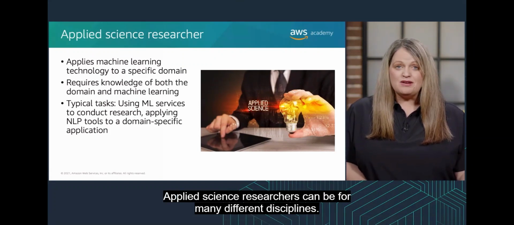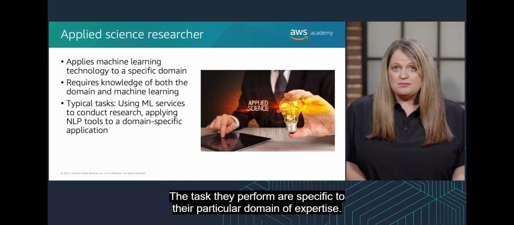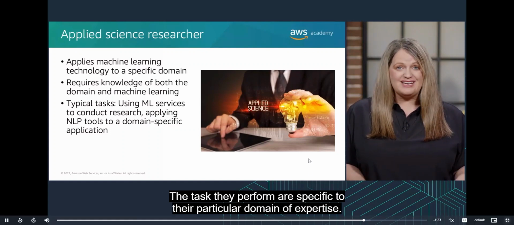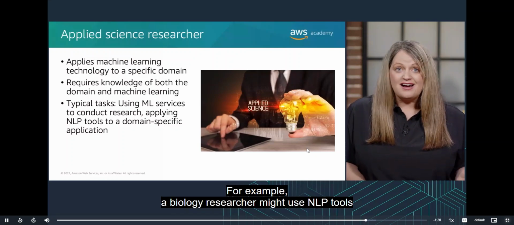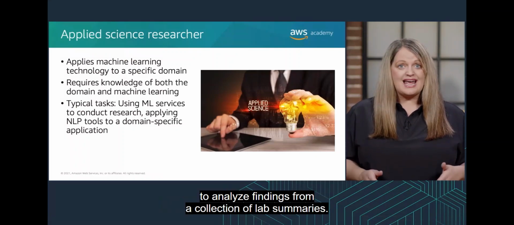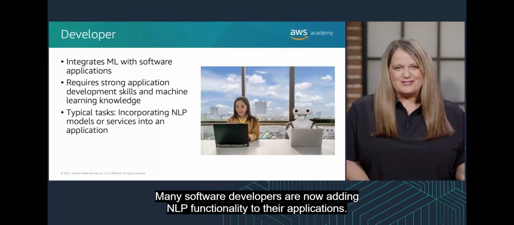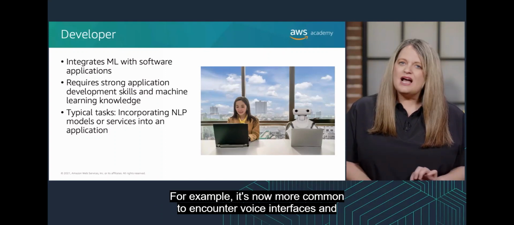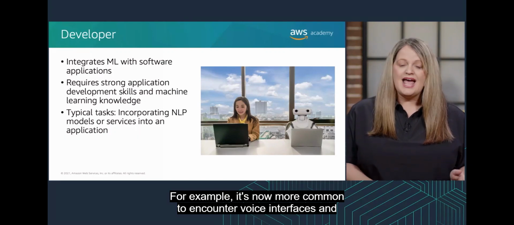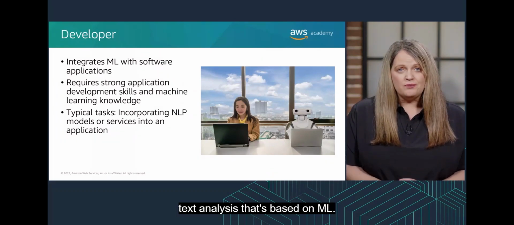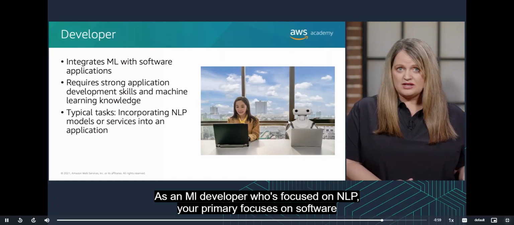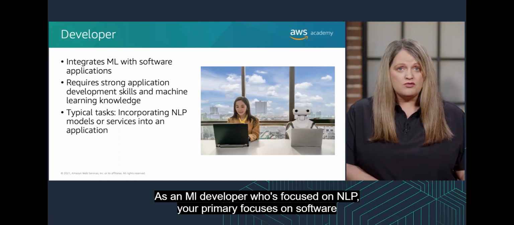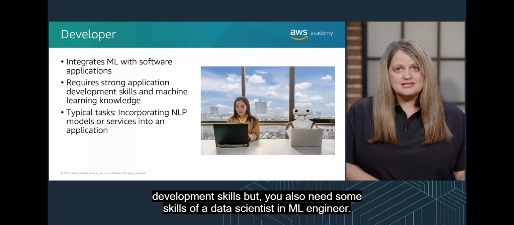Applied science researchers can be from many different disciplines. The tasks they perform are specific to their particular domain of expertise. For example, a biology researcher might use NLP tools to analyze findings from a collection of lab summaries. Many software developers are now adding NLP functionality to their applications. For example, it's now more common to encounter voice interfaces and text analysis that's based on ML. As an ML developer who's focused on NLP, your primary focus is on software development skills, but you also need some skills of a data scientist and ML engineer.